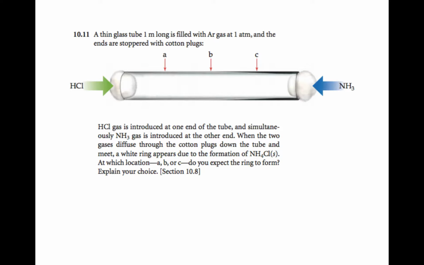All right, so at which location, A, B, or C, do we expect the ring to form? Explain. Well, I expect it to form at A. And the reason for that is ammonia is a lighter gas. It's going to move quicker down the tube than hydrogen chloride gas is. So they'll meet at around spot A, and that's where the ring will form. And it's all about diffusion, right? Lighter gases diffuse quicker than heavier gases.